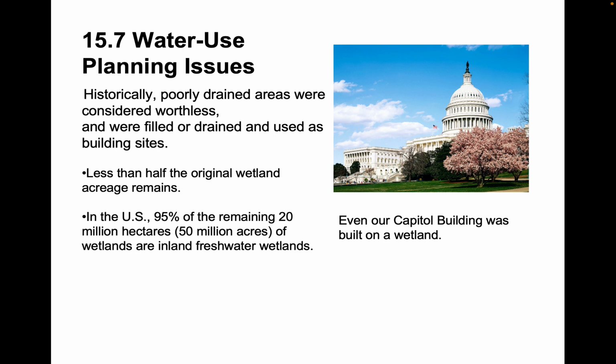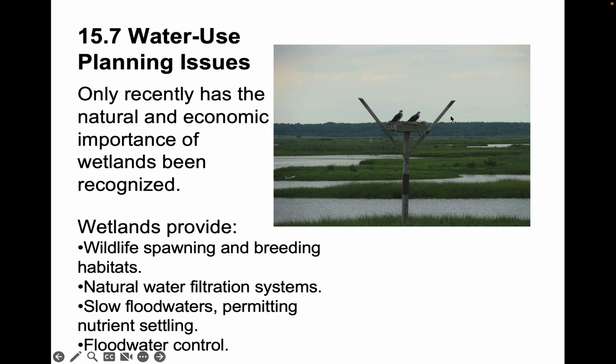And in the U.S., 95% of the remaining 50 million acres of wetland are inland freshwater wetlands. Even the United States Capitol building was built on a wetland. Only recently has the natural and economic importance of wetlands been recognized. Wetlands provide wildlife spawning and breeding habitats. They're natural water filtration systems. They slow floodwaters, permitting nutrient settling, and they also help to control floodwaters.